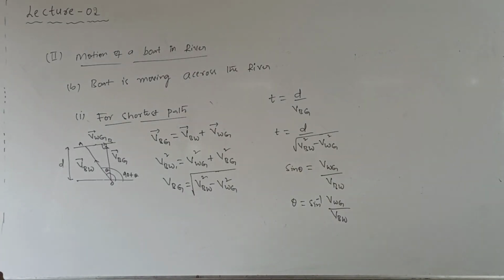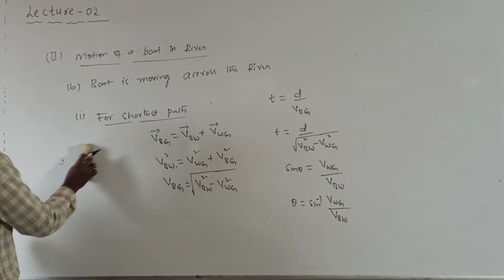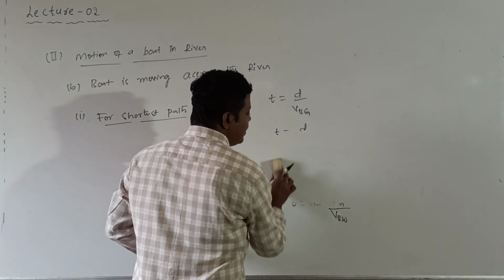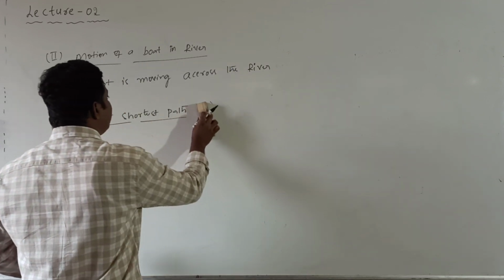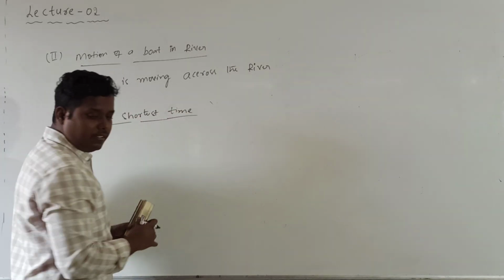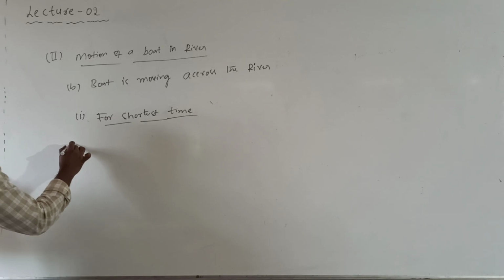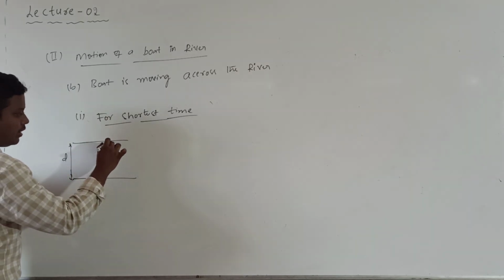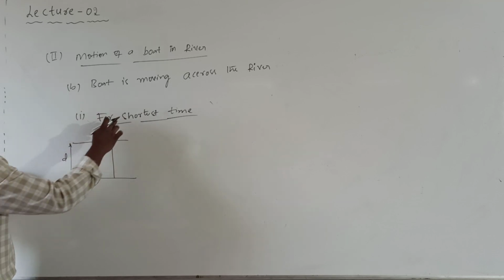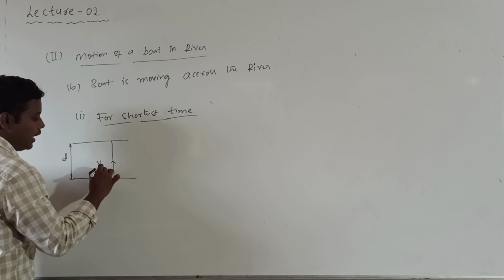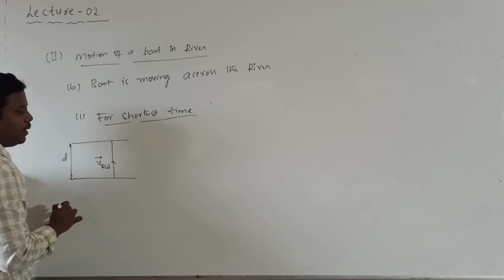Understood now? Next one is, in order to cross the river in the shortest time. Till now we discussed the shortest path, now we discuss the shortest time. So let us consider the river with width given by d. In order to cross the river, this is the normal route. To cross the river in the shortest time, the boat has to go along the normal direction. That is given by velocity of boat with respect to water, VBW.